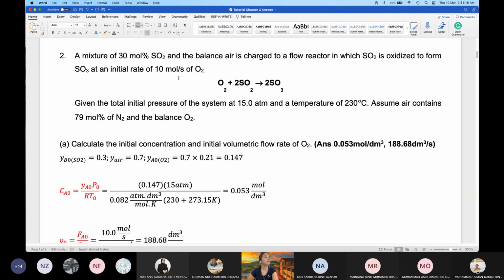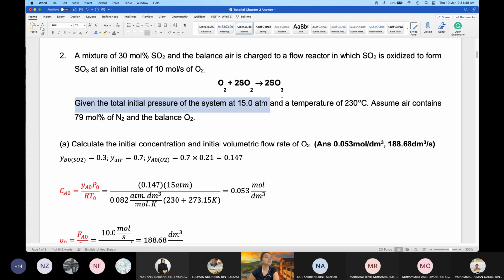Okay, so now the question says, again, given the total initial pressure of the system as 15 atm. So again, dia kata initially, total pressure system saya 15 atm. So this 15 atm is the pressure from SO2 as well as air. Okay, so 15 atm ni adalah tekanan udara dan juga tekanan SO2, which we don't know how much, but we know the total pressure is 15.